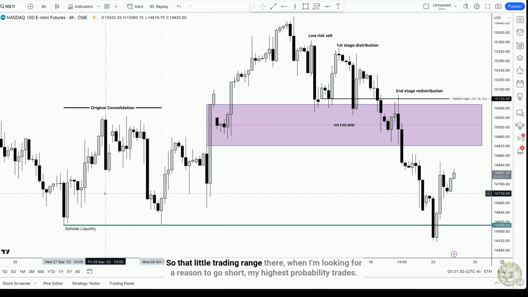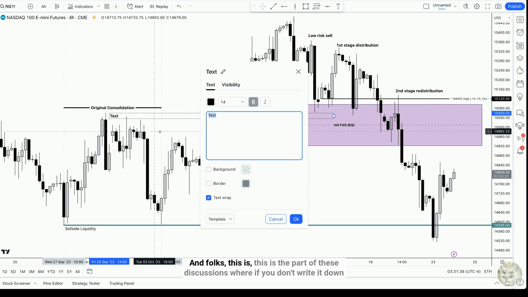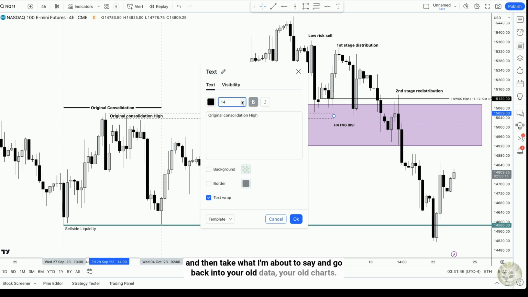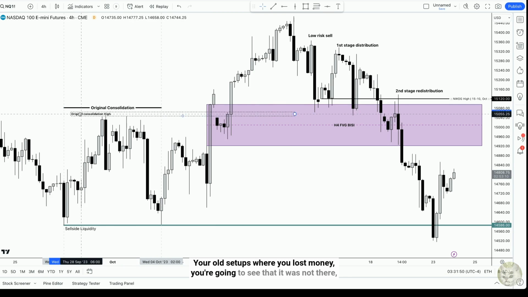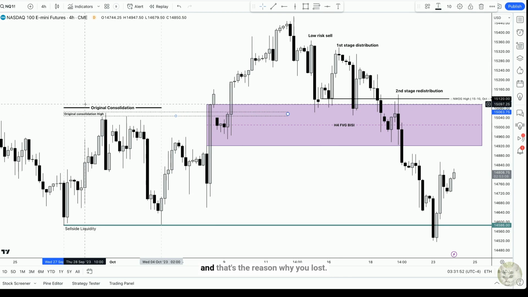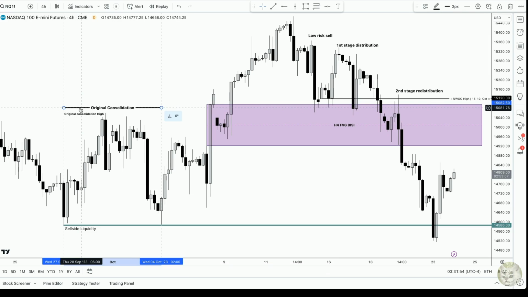So that little trading range there, when I'm looking for a reason to go short, my highest probability trades, and folks, this is the part of these discussions where if you don't write it down and then take what I'm about to say and go back into your old data, your old charts, your old setups where you lost money, you're going to see that it was not there. And that's the reason why you lost.